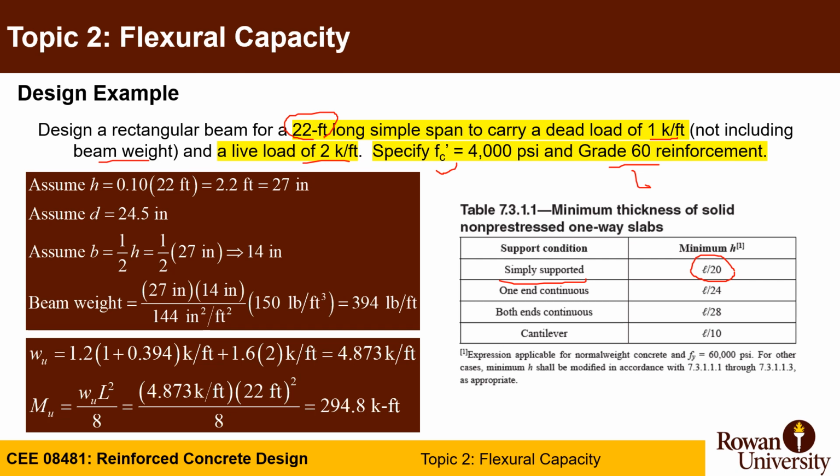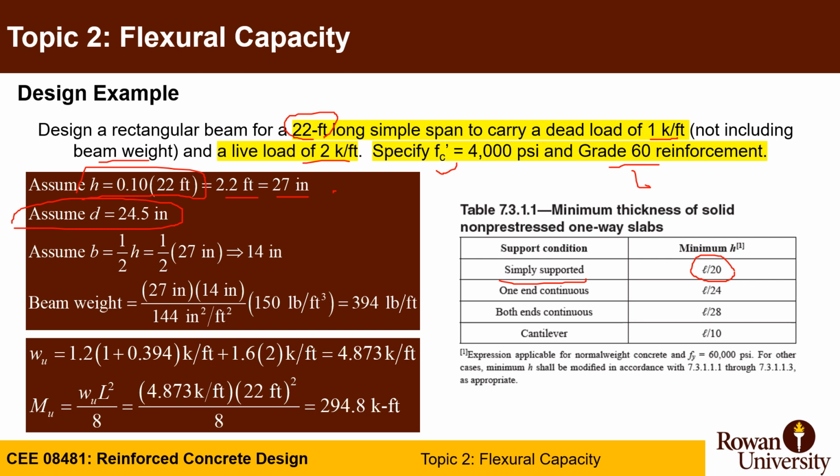So in this case, I actually used L divided by 10. So H is 0.1 times the span. This gives you 2.2 feet, which is approximately 27 inches. You start with the cover of 2.5, you get D of 24.5. If there is no assumption, 2.5 or 3 is a good assumption for cover to convert from H to structure depth D.